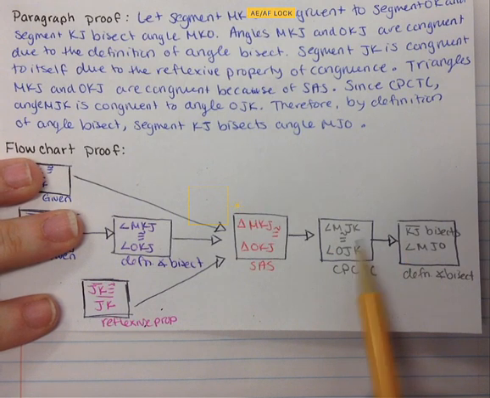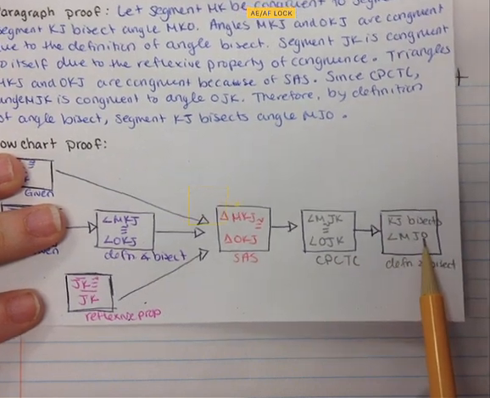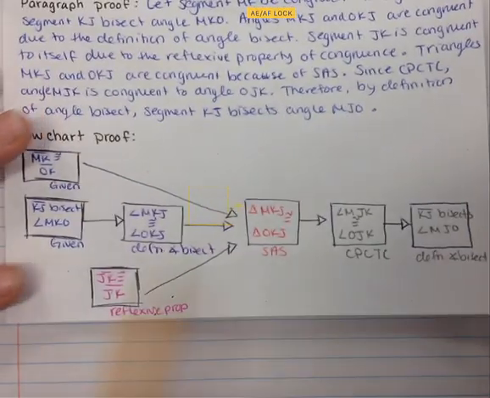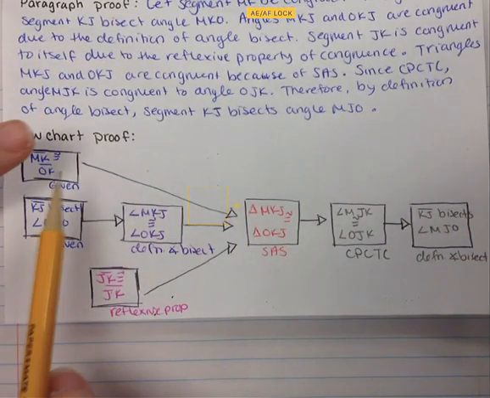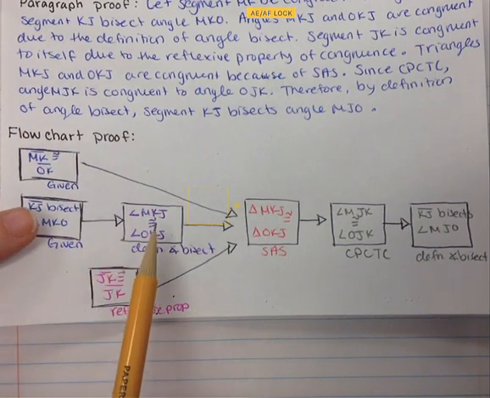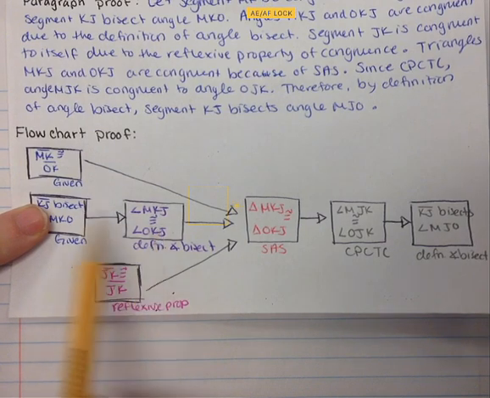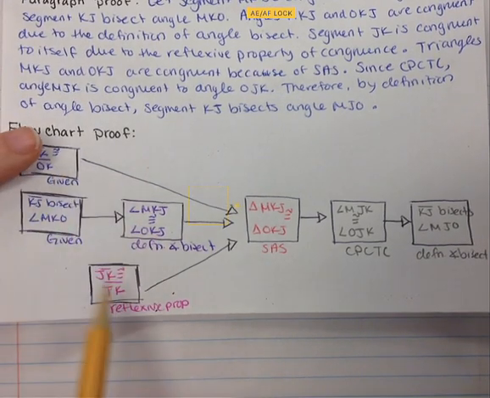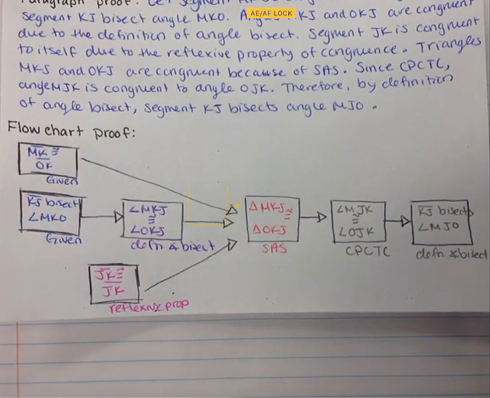If you have to prove a word, you have to use a CPCTC to prove that additional part. So a flowchart proof just flows and it shows where things come from. So bisect, this one was bisect because of the word bisect. Those two go together. These already had congruence in it, so that means that we didn't have to prove anything else from them because it already had congruency.